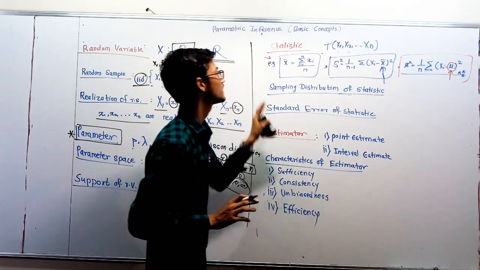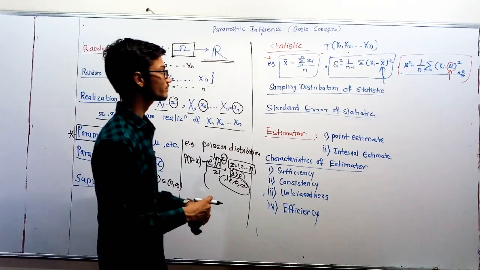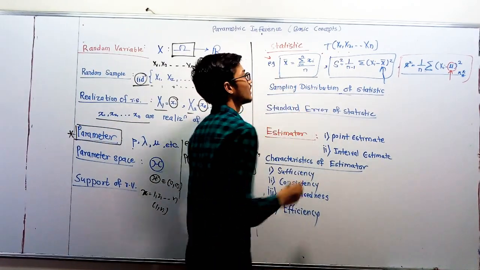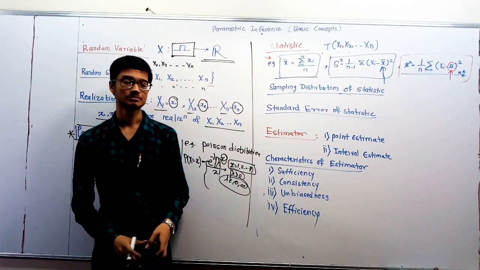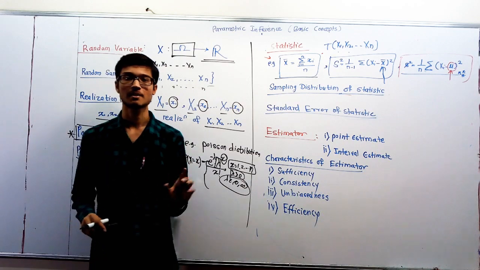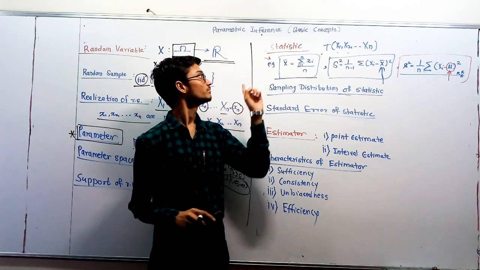Okay. See, statistic, for example, x bar equals summation xi upon n, that is x1 plus x2 plus x3 up to xn upon n. Statistic.